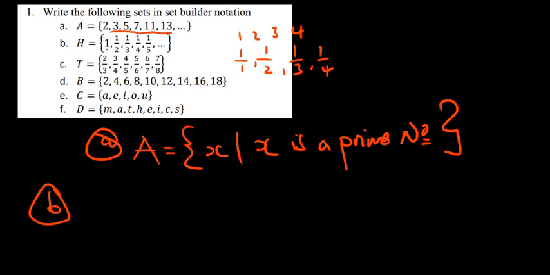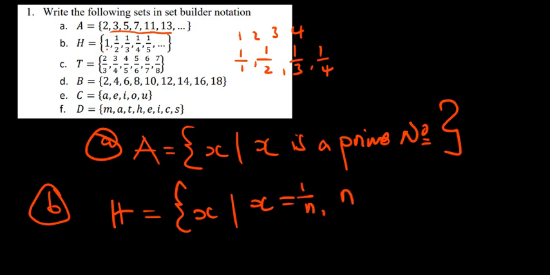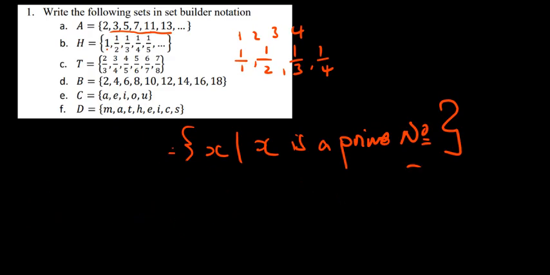So in set builder notation form, we're going to say this is set H, a set of all x's such that x is equal to 1 over n, where this n is a member of natural numbers. So we represented that set H in terms of set builder notation. Alright, let's look at the third one there, which is C.